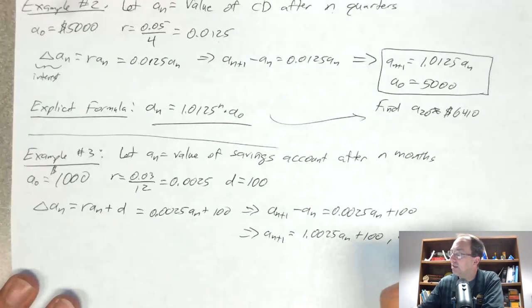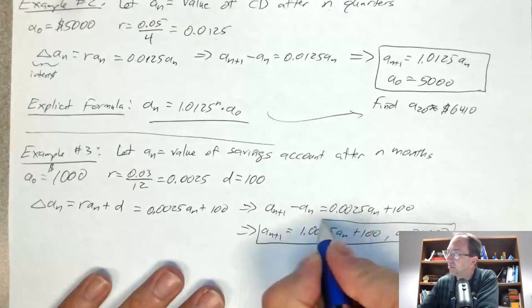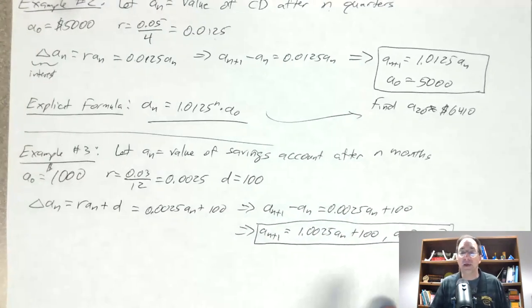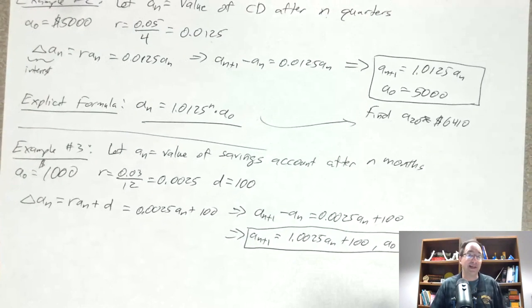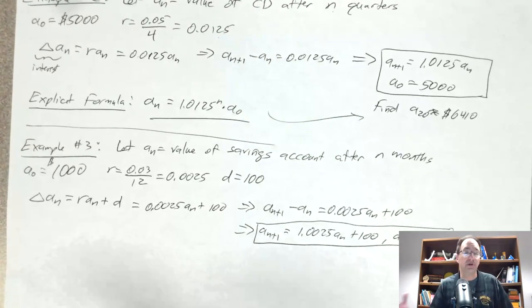And again, A naught is 1,000. And this is our discrete dynamical model. Now, these models are nice because they're precise. There's no messiness like we might have seen in most of the other modeling questions we've done, because we're just trying to learn the basics of this idea.